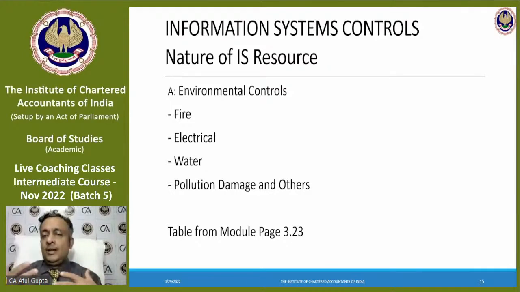help you remember, please understand, any risk you see, multiply it by PDC: preventive control, detective control, and corrective control. Whatever risk you see, try to put this PDC against it. So fire, preventive control; fire, detective control; fire, corrective control. Same you do for electrical issues, water issues, pollution and other issues. We went through the tables of all this yesterday.